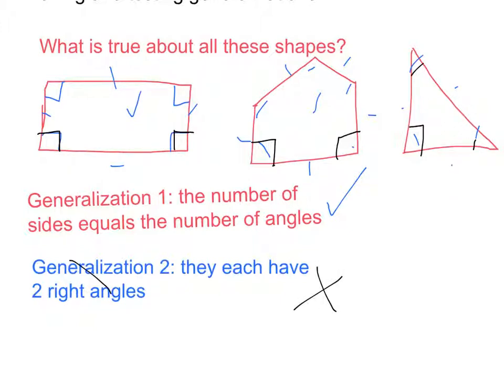The second generalization is wrong because they don't all have 2 right angles. Only 2 of them do. So if I got rid of the triangle, I could say they both have 2 right angles, and that generalization would then be true.